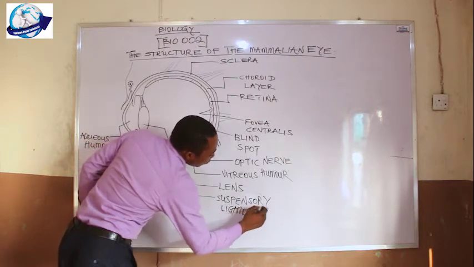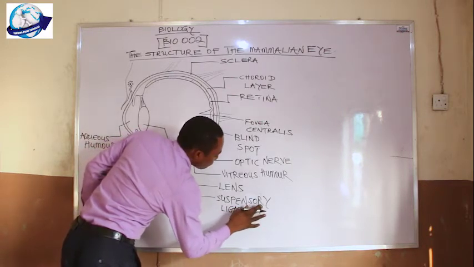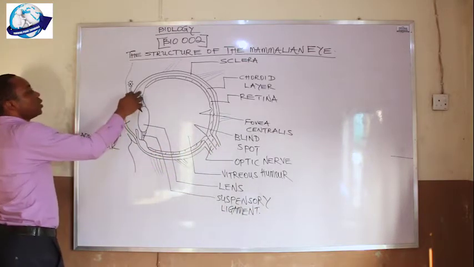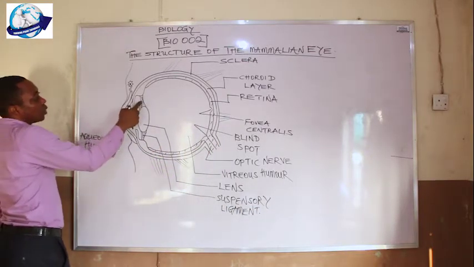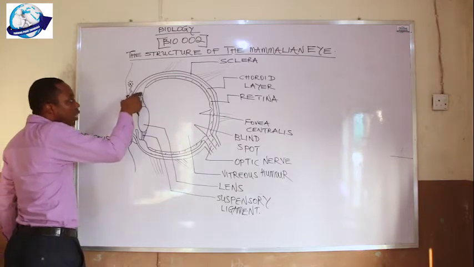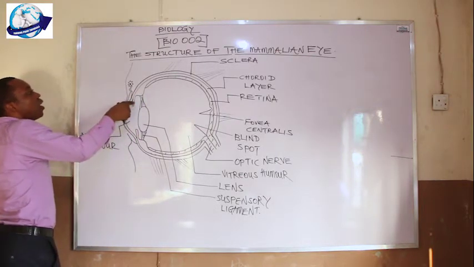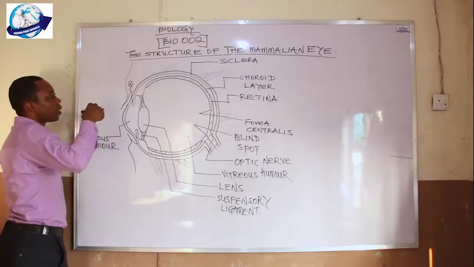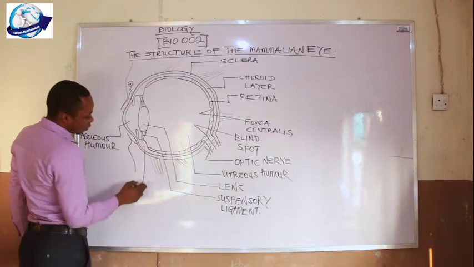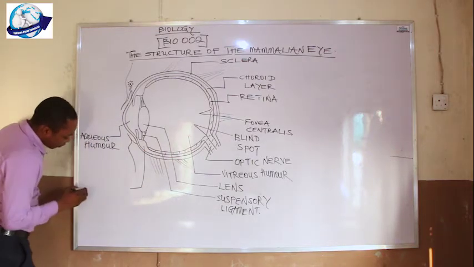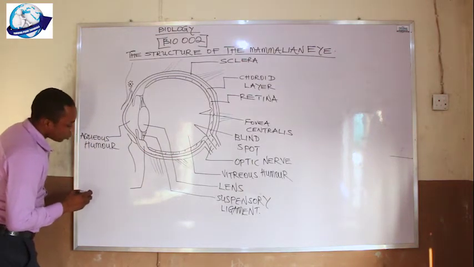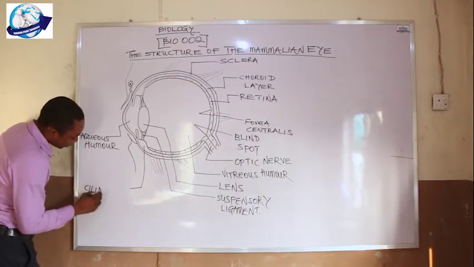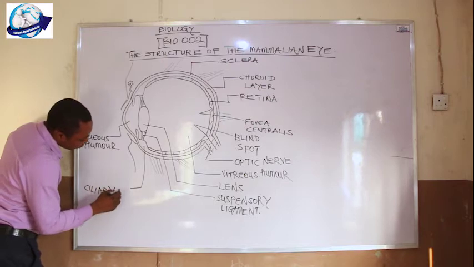Remember, when you consider the suspensory ligament, you find that it is attached to the ciliary muscle. The ciliary muscle and the iris are the two extensions from the choroid layer. The suspensory ligament connects to the ciliary muscle. Let's not forget the ciliary muscle.